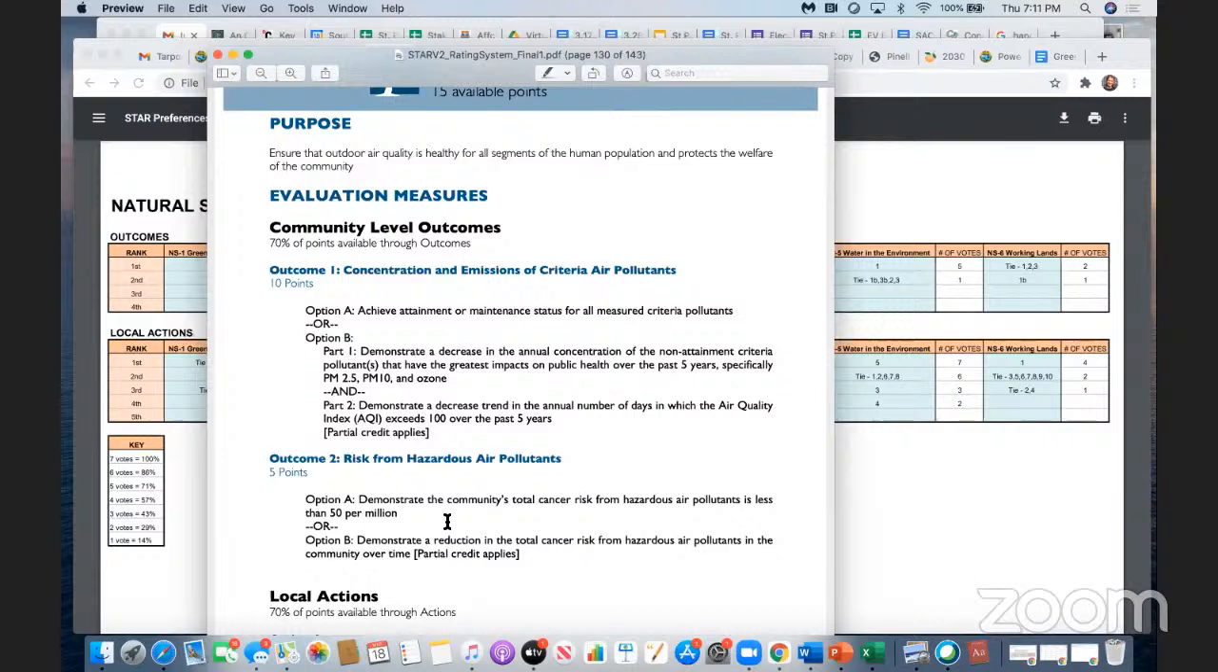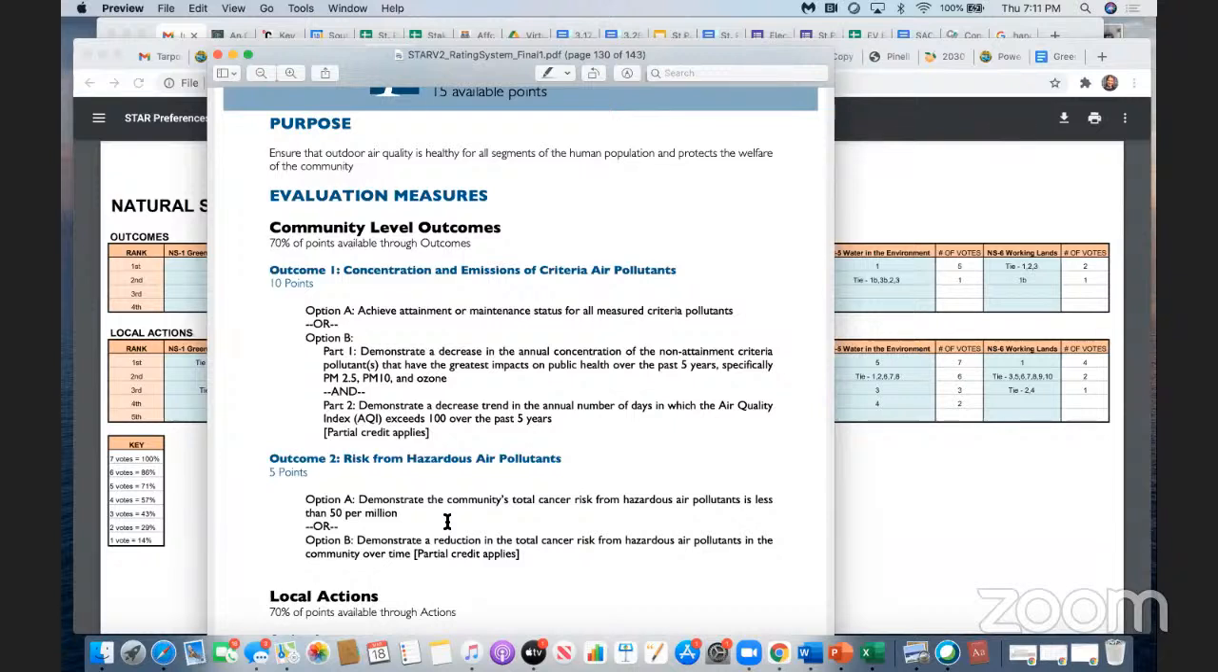So let's put a pin in this one as well. Ask staff if they could do some research on where we are with, for outcome number one, it's concentration and emissions of criteria air pollutants. So it's real specific: NOx and sulfur dioxide levels, particulate of certain sizes. So it's not just air quality, it's looking at these specific criteria air pollutants and seeing if we're in attainment.